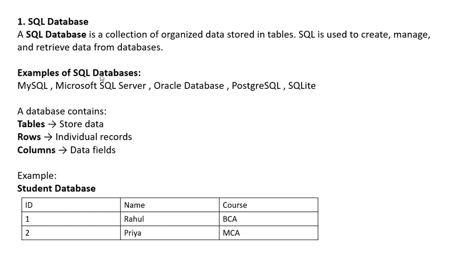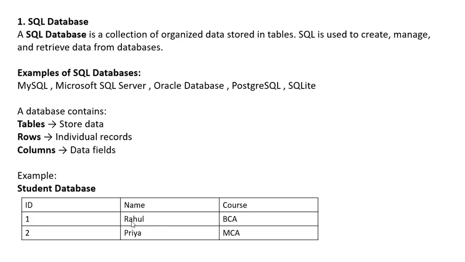Examples of SQL databases are MySQL, Microsoft SQL Server, Oracle Database, PostgreSQL, and SQLite. A database consists of tables that store the data. For example, we can create a student database, and one table will store the data. A row is an individual record, so one row shows one individual record.